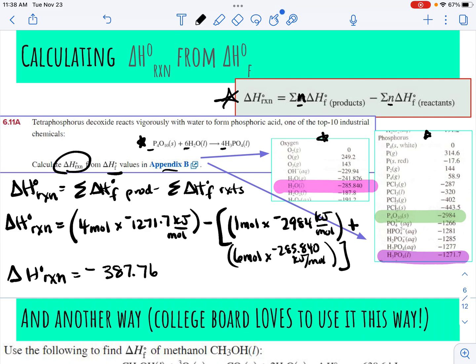This is largely addition and subtraction, and everything that they gave me was only to a whole number, so I need to round that to the whole number, which would actually be negative 388. The units are now kilojoules because we multiplied by moles to get rid of it. So technically, I could write a thermodynamic equation by saying delta H for this reaction is negative 388 kilojoules. Okay, so this is how we find heat of reaction from standard heats of formation.